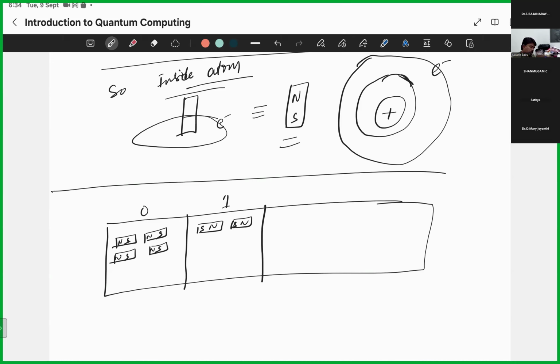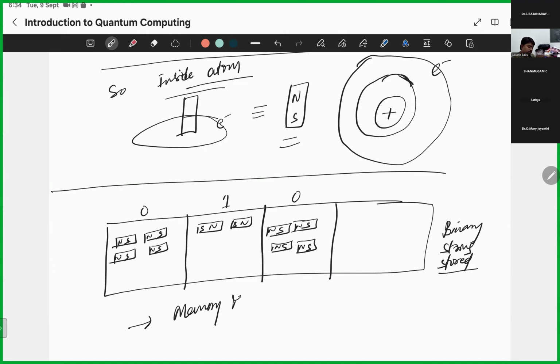So there is a zero here. Again, I will arrange north, south, north, south, north, south, north, south. So this is zero. So in this way, I can store a binary string. Binary string is stored.